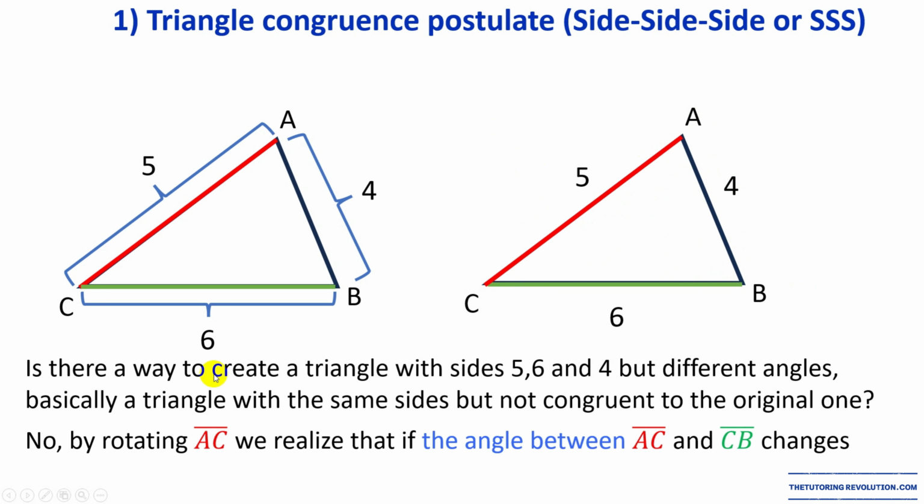Therefore, the answer to this question is no. By rotating AC, we realize that if the angle between AC and CB, this angle C, changes, the side AB also changes in length. So this postulate is correct. If two triangles share the same side lengths, therefore they are going to be congruent. Their angles are also going to be the same.